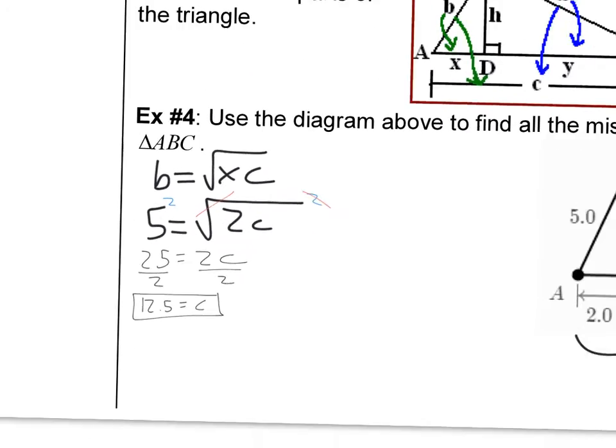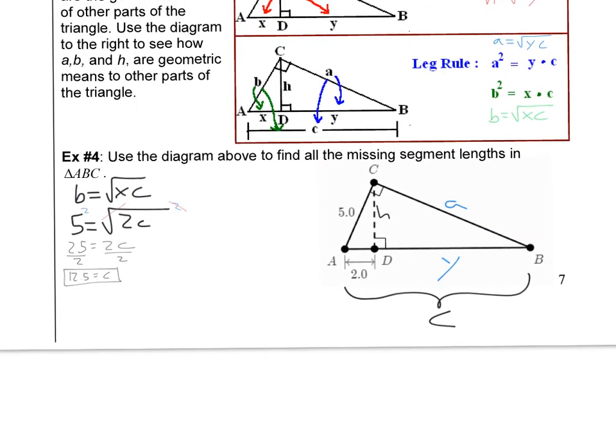So let's go back to my diagram. And I now know that C here is 12.5. Okay, well, this should be really helpful because now you should be able to find Y really easily. Think about it. If the whole thing adds up to 12.5 and this distance is 2, what's left? Hopefully you see that really quickly. It's just 12.5 minus 2, so this is 10.5. So we actually got 2 parts for 1 there.